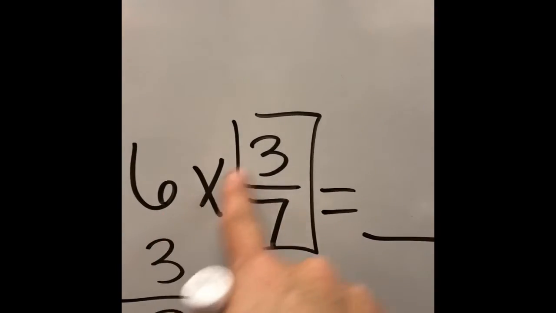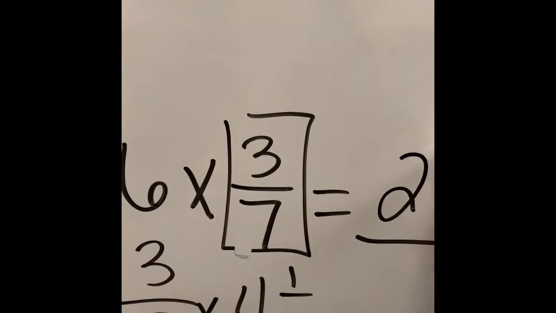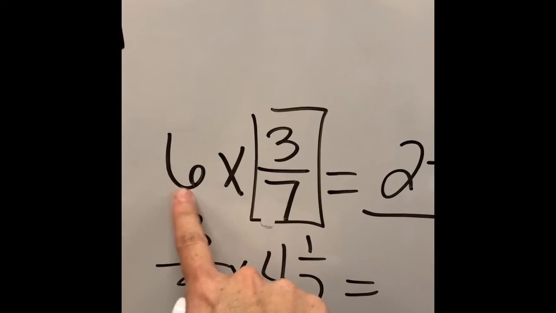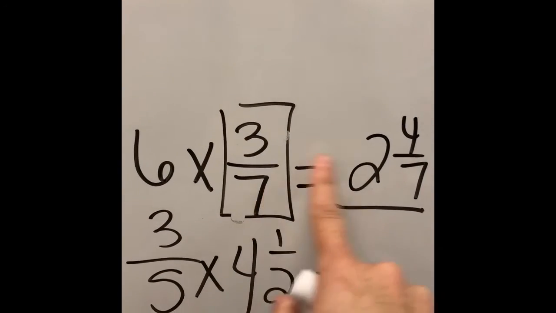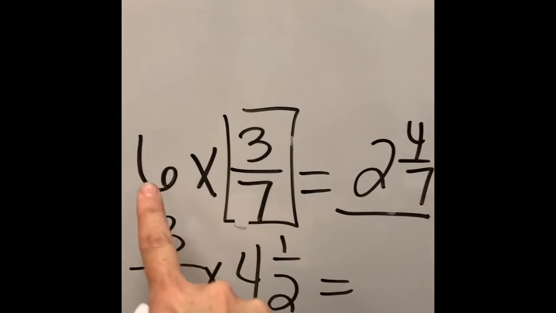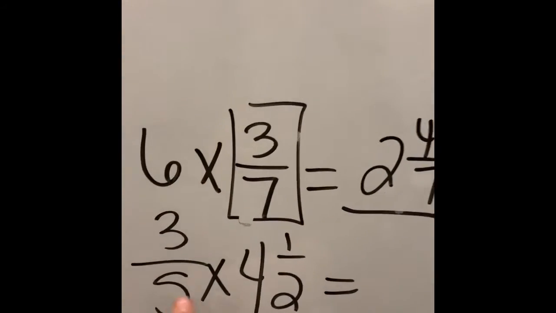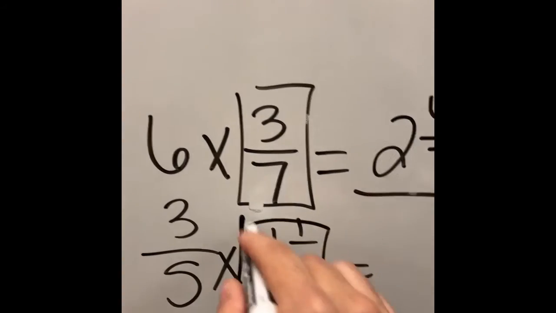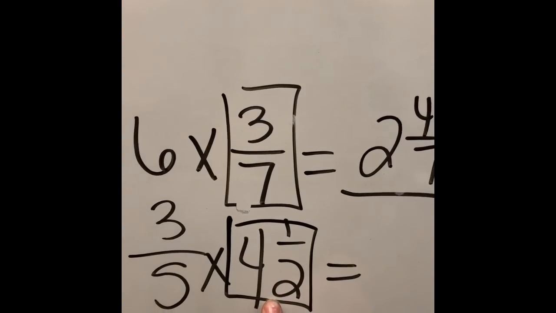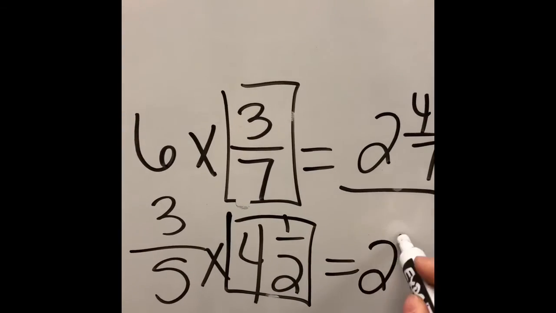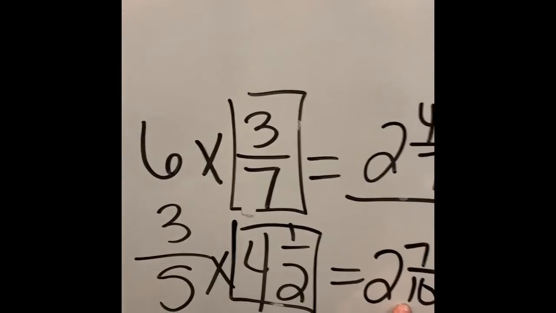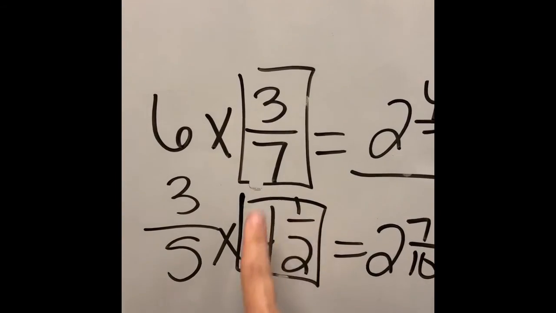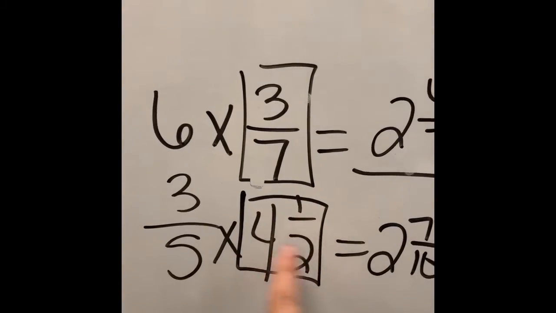So, like I did the math, 2 times 3/7, my answer was 2 and 4/7. So when I multiplied a whole 6 by a fraction that is less than 1, my answer is less than what I started with, the 6. This bottom one, 3/5 times 4.5. This 4.5 is bigger than 1 whole. So when I get my answer, which was 2 and 7/10, it is actually bigger than my first factor because I multiplied by something that was more than 1 whole.